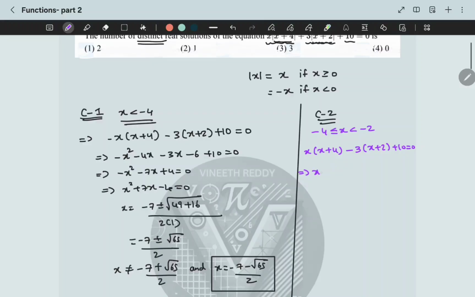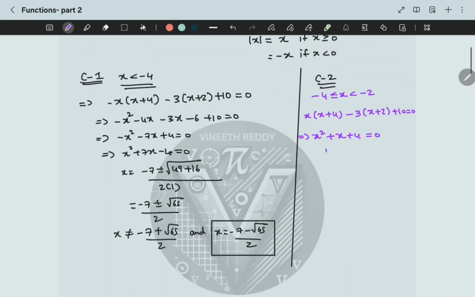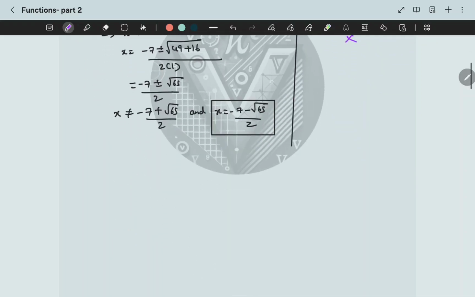So we get x square plus 4x minus 3x should be plus x, and then minus 6 plus 10 should be plus 4. I think this discriminant is less than 0, because 1 minus 16 is less than 0. Roots are complex, so we don't get any set of values from here. Now we will go to case 3.